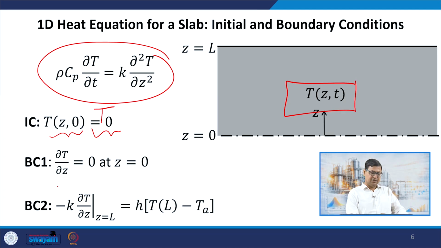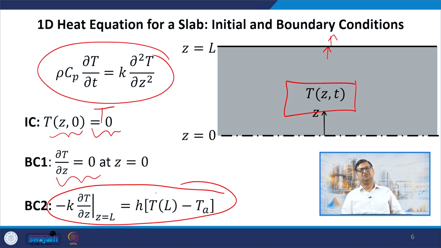And at Z equal to 0, that bottom, that is my center line, dou T by dou Z is equal to 0. And at the top surface, we have equality of the fluxes, and that gives me this function, that is, conductive flux is equal to convective flux.